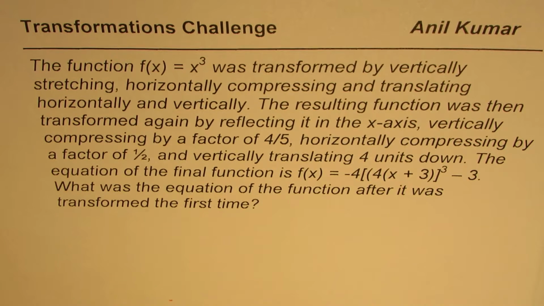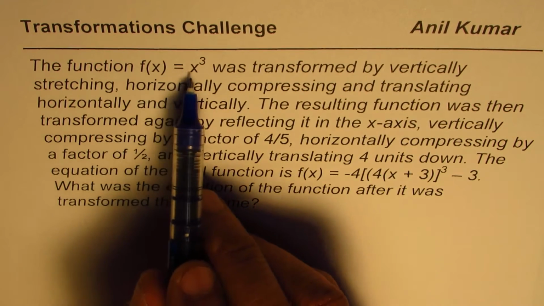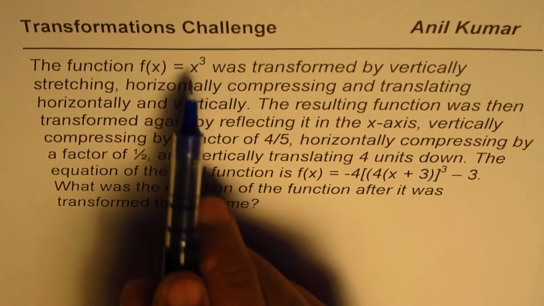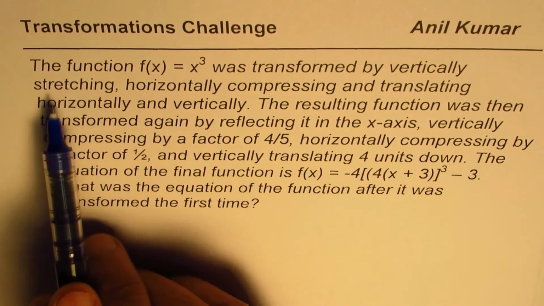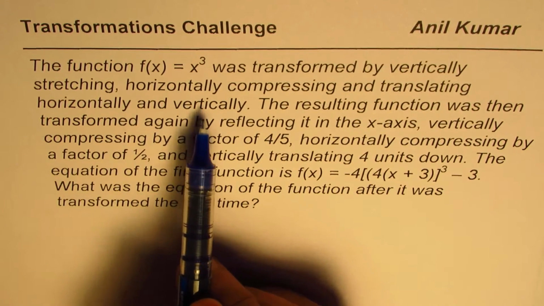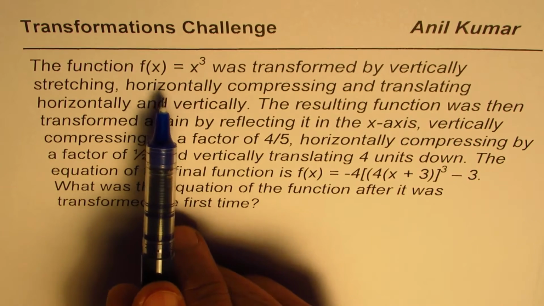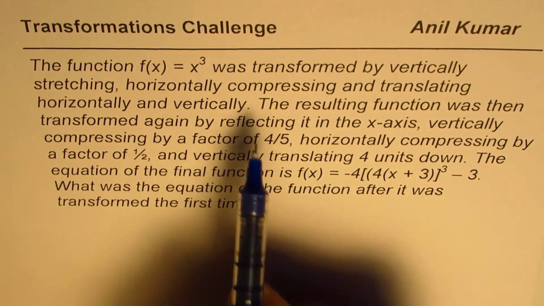So this is a question which you may like to read again. You can pause the video, copy the question, try it out, and then look into my suggestion. So let's try to understand this question. It says the function of x equals x cubed. So this is cube, this indeed is the parent function, was transformed by vertically stretching, horizontally compressing, and translating horizontally and vertically. So the transformations have been applied on this function so that you get a new function, okay?